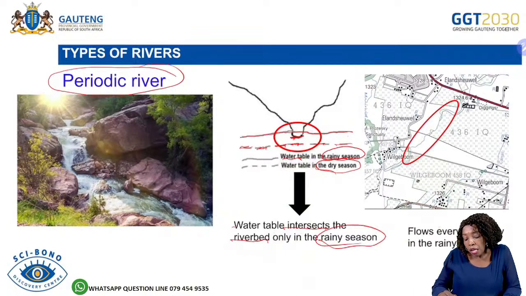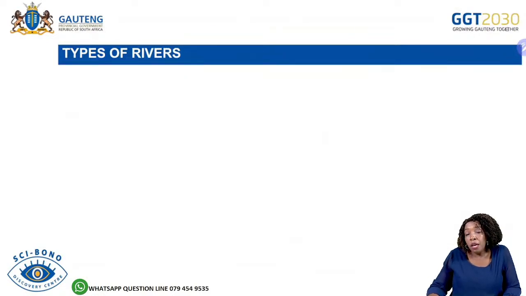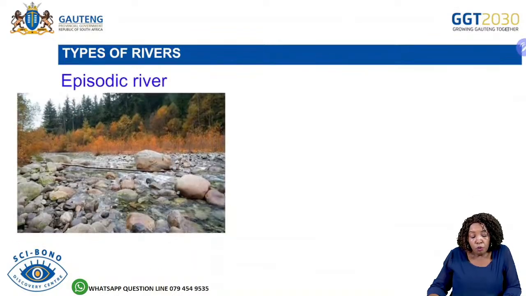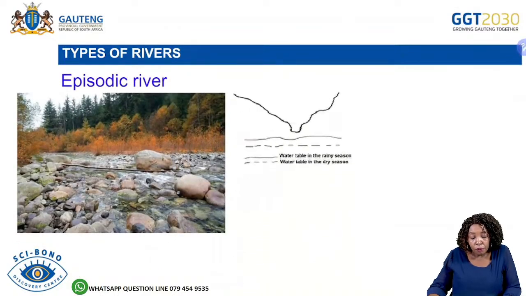So with this one, can you see now the width of this particular river that we are looking at here? It's now smaller. So there is little amount of water that is flowing in this particular river. So the river only flows during the rainy season. So you should also be able to draw the difference when you look at the width of the blue line that indicates the river there. Then we've got an episodic river, which is the river that would flow after an episode of heavy rainfall.